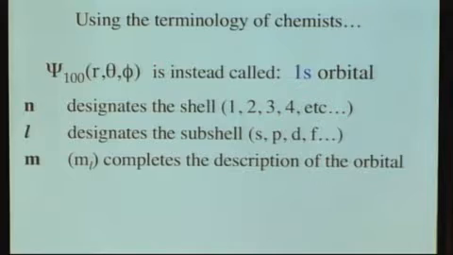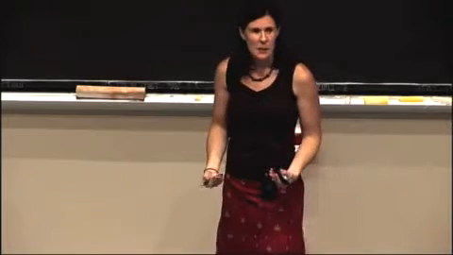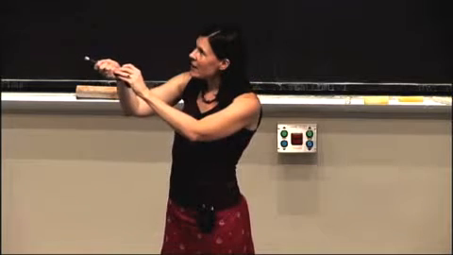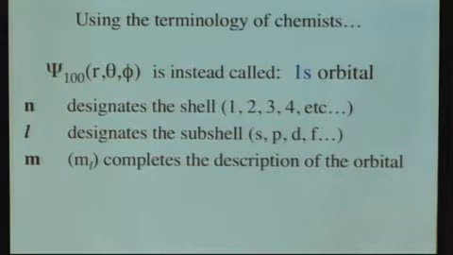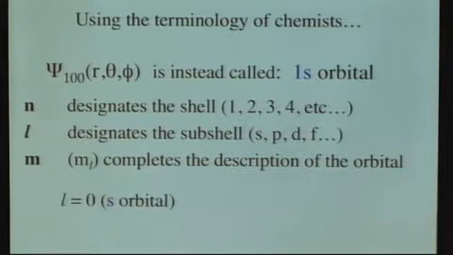We're in the first shell. The L is what we call the subshell. And instead of having a 0 there, what we have here is an S. So if we look at what the other subshells are called, essentially we're just converting the number to a letter. L equals 0 is S. What is L equals 1?